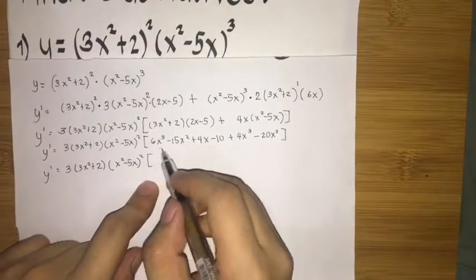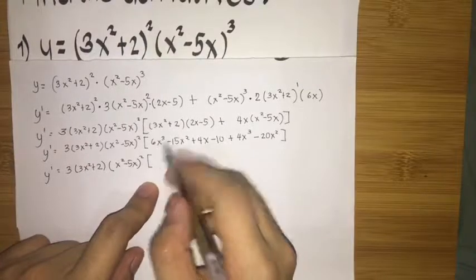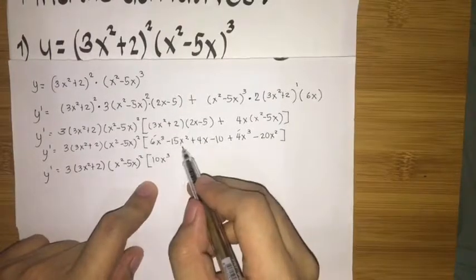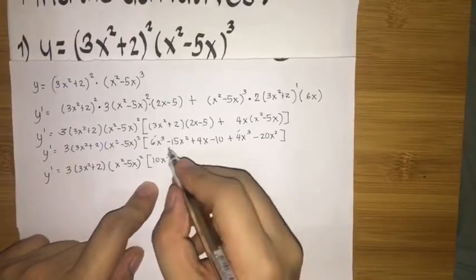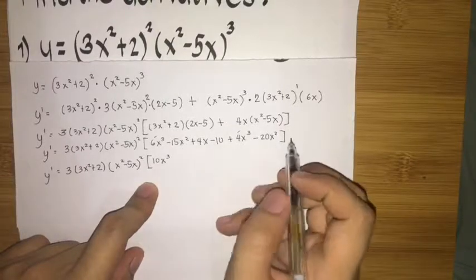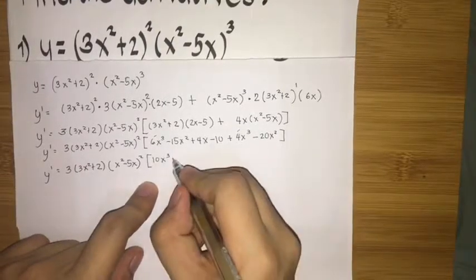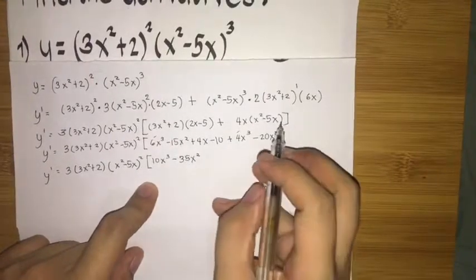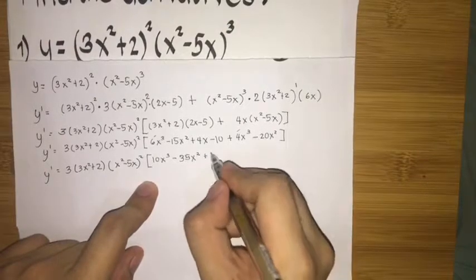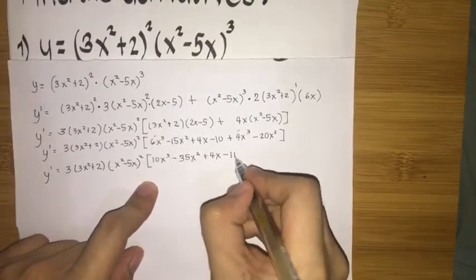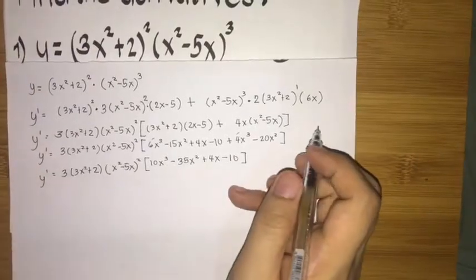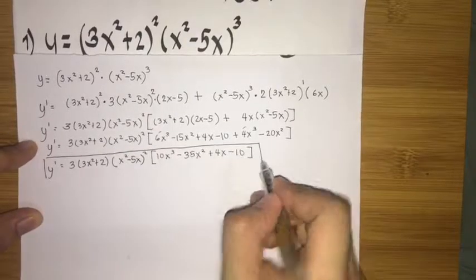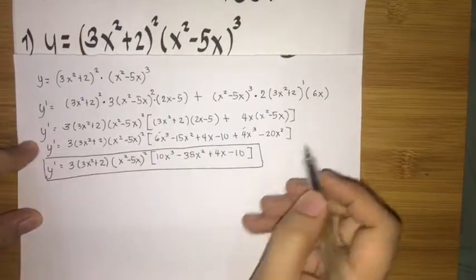Let's combine the common terms here. So for the x cubed, we have 6 and 4, so 10x cubed. For x squared, we have negative 15x squared and negative 20, so we have negative 35x squared. For x, we only have 4x, and for the constant, we have negative 10. Okay, so I think we already got the final answer, and this will be the final answer.